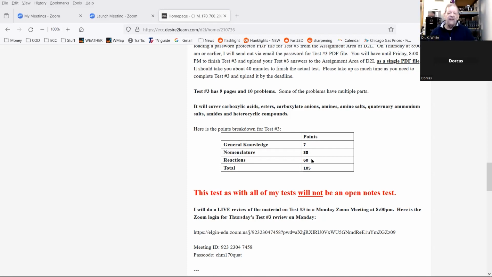bonus points. And in the reactions, I think I have 3 or 4, I can't remember which, synthesis problems where you have to give the starting material or materials for a reaction. But most of them are give the product or products, the organic products, for the reactions. All right, let's start the review.